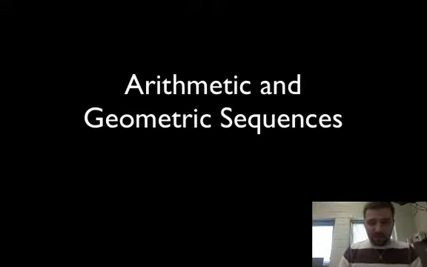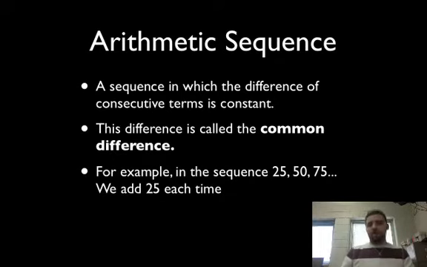Arithmetic and geometric sequences. Here we go. Alright, there's lots of different types of sequences, but there's two different types that we're going to deal with, at least for right now. And they're pretty common sequences. The first one is called an arithmetic sequence. An arithmetic sequence is a sequence in which the difference of consecutive terms is constant.